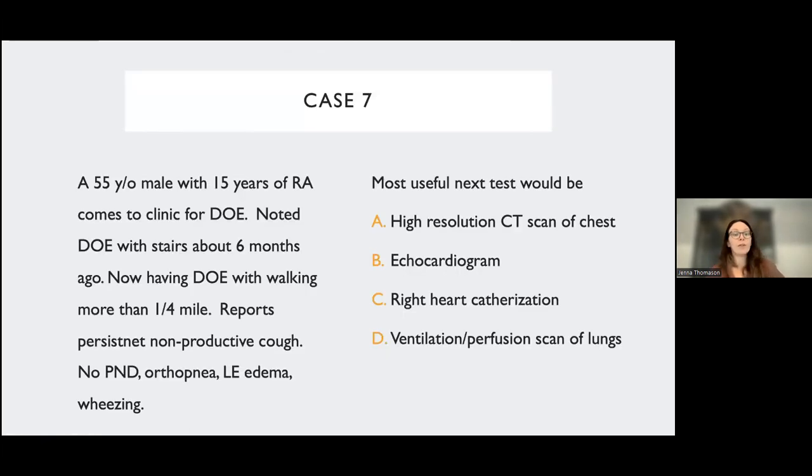So, okay, 55-year-old man with 15 years of rheumatoid arthritis comes to clinic with dyspnea on exertion. He's noted this with stairs for the past 6 months now, but unfortunately, he's been having more dyspnea just with walking more than a quarter of a mile. He reports persistent non-productive cough. He's had no PND, orthopnea, lower extremity edema, or wheezing. So your most useful next test would be high-resolution CT of the chest, echocardiogram, right heart cath, or a VQ scan of the lungs, ventilation perfusion scan.